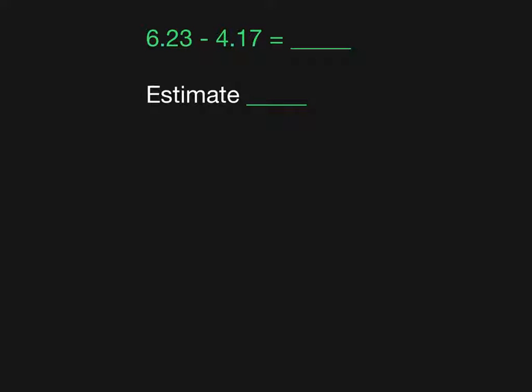Our first one is 6 3/23 minus 4 17/100. Our first step would be to do an estimate. So this is going to be estimated to 6, and 4 17/100 is basically 4. So our estimate will be 6 minus 4, which we know is 2. Now our next step would be to write the problem, lining up our decimal points.